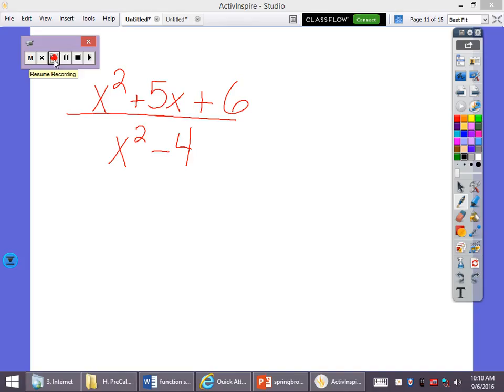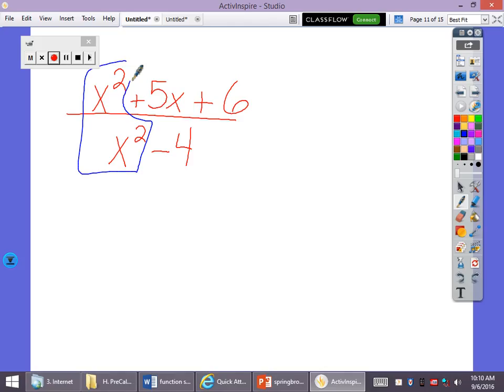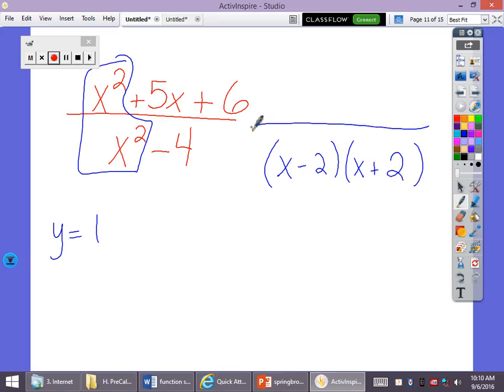So let's look at this example. First, horizontal asymptote. The powers are the same, so it's going to be 1 over 1, so y equals 1. And no, your horizontal asymptote is not always going to be 1. It's just I was too lazy to put a lead coefficient up there. Okay, so now I'm going to factor the bottom. X minus 2, x plus 2. Yes? Okay, I need to check the top.